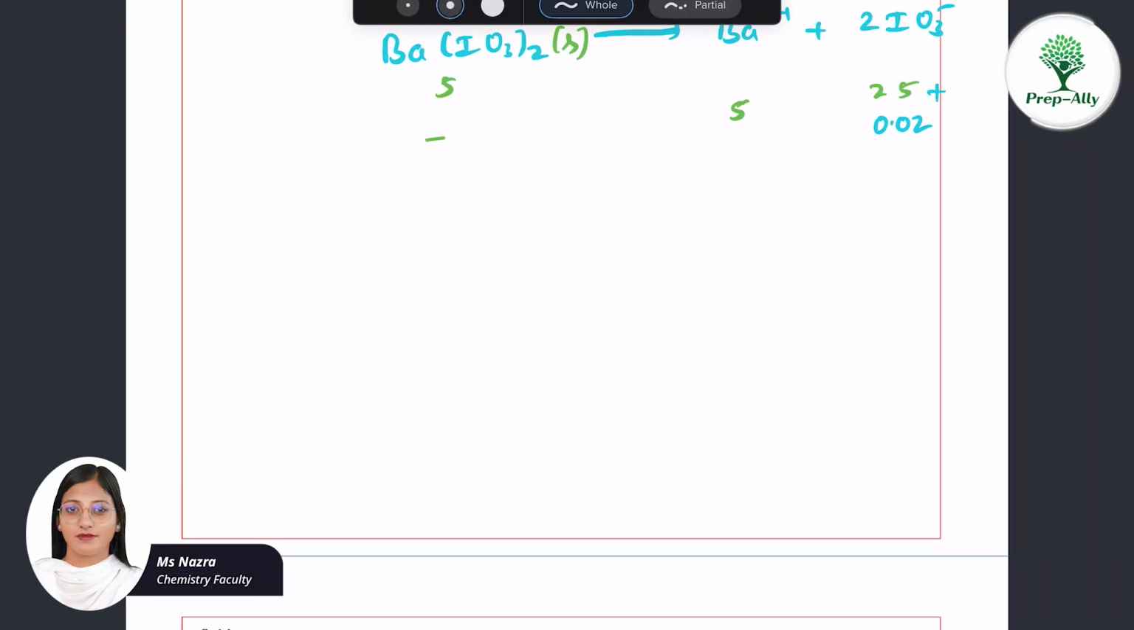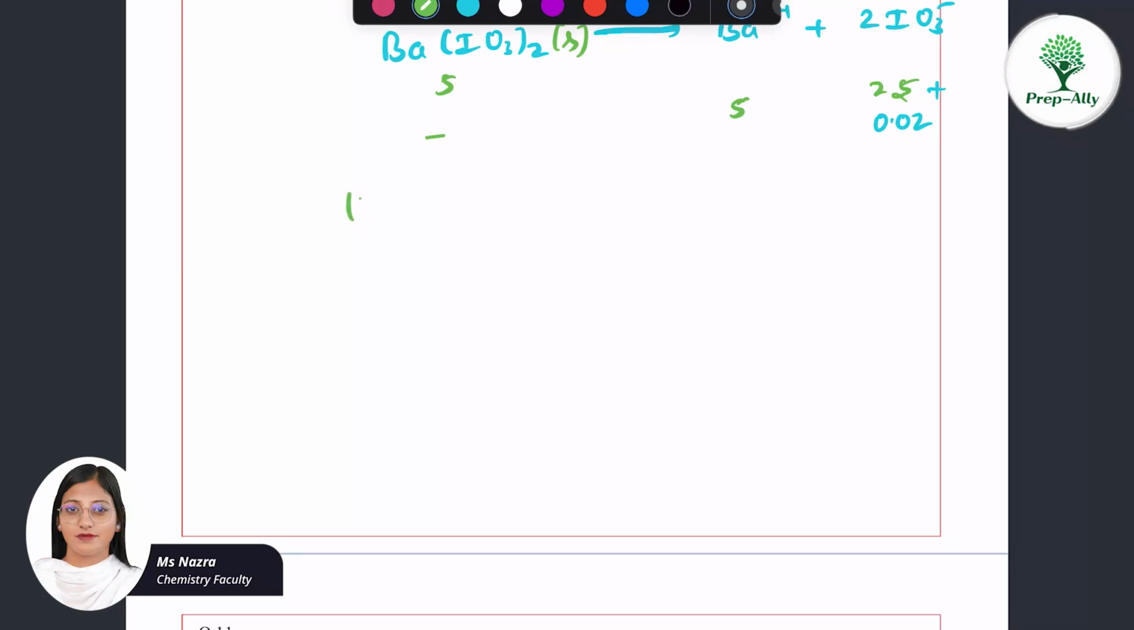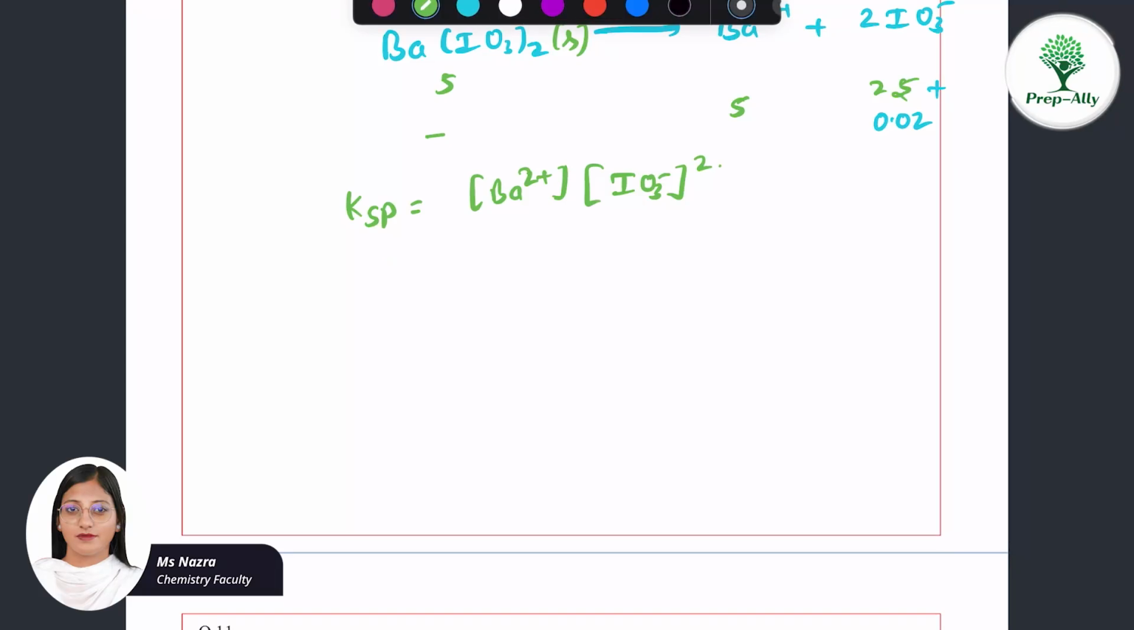Now if you look at here, further solve it. Ksp we can write down. Ksp is nothing but the product of ions of that compound. IO3 minus to the power 2. Now Ksp value is given to you 1.58 into 10 to the power minus 9. Barium 2 plus concentration, we don't know what is the solubility there, so we'll use it as S. But we know iodate. Iodate is 2s plus 0.02.